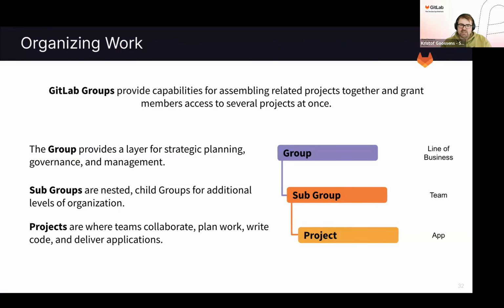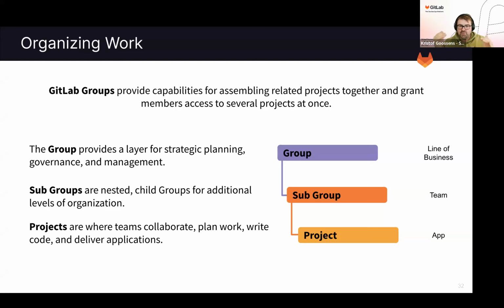So organizing work, essentially, we are using groups to assemble related projects together, to put multiple resources together. It can either be on a group level, putting all the repositories together, and it can also be used for access management. So you can have multiple members being added to a group, and then that group can be provided permission to another group.